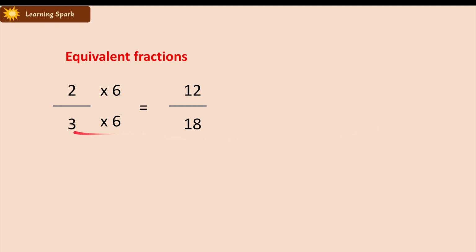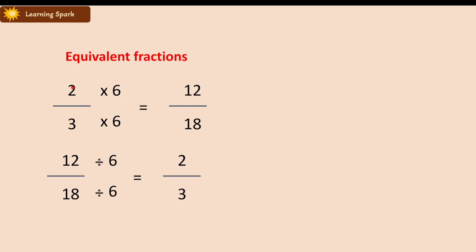Now let's take 2 by 3, and let's make an equivalent fraction of this. So 2 into 6 equal to 12, 3 into 6 equal to 18. So 12 by 18 is exactly equivalent to 2 by 3.